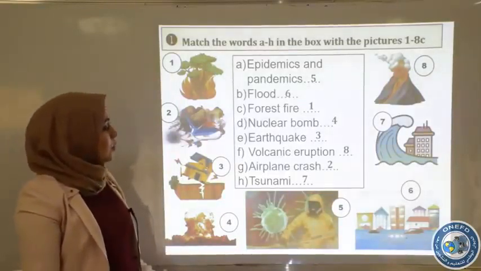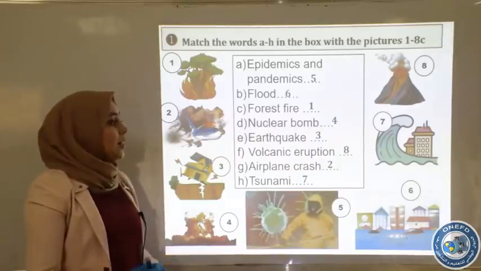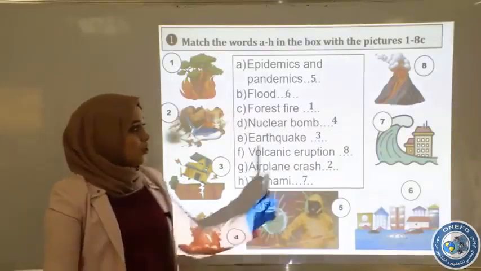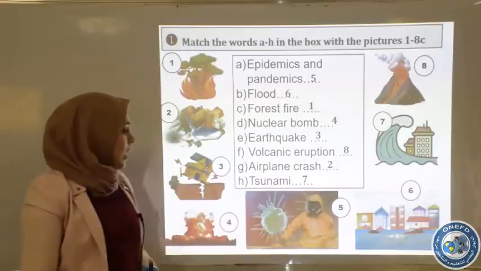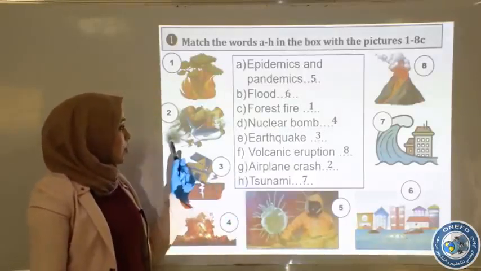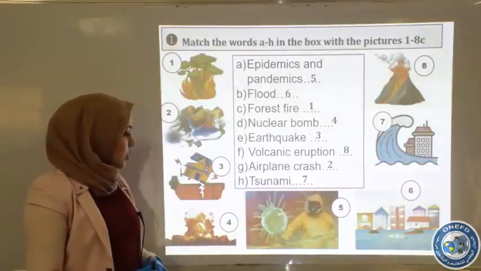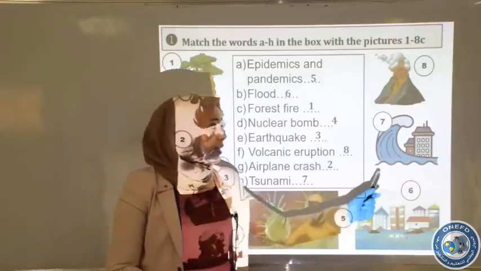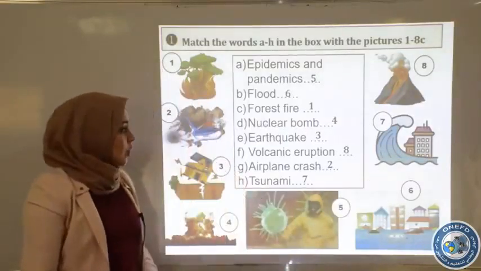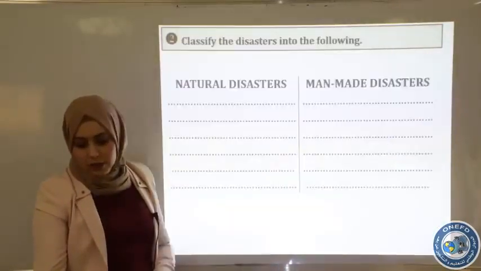E, earthquake, goes with picture 3. Volcanic eruption goes with picture 8 here. And we have airplane crash goes with picture 2. And the last one, which is tsunami, goes with picture 7. All right? So let's move to the next task.